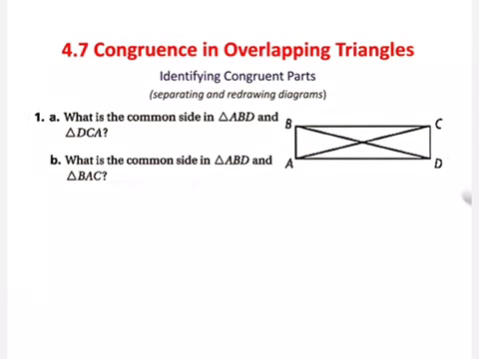Question 1, what is the common side in triangle ABD and triangle DCA? So let's just look at ABD first. You're going to go from A to B to D. So this is triangle ABD. Then you're going to go D to C to A and back to the start. At this point, we should have been able to identify that our triangles, when we drew them, overlapped right here at side AD. So the common side would be AD.